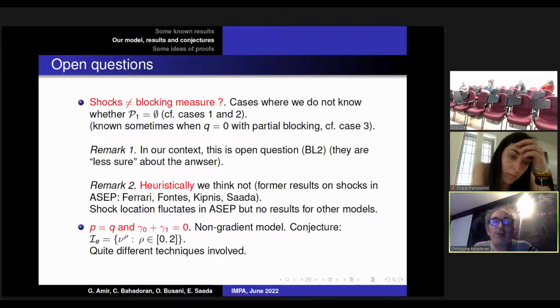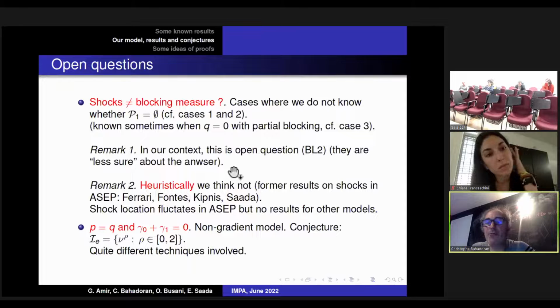The heuristics would say that such things are not expected to exist, because if you think of ASEP, you cannot have invariant shocks other than blocking measures, and this is connected to the fact that except 0-1 shocks, all other shocks would fluctuate. So if you want to have invariant shocks, you do not have them seen from a fixed position, but we cannot currently prove this.